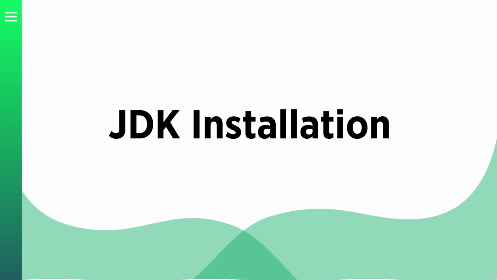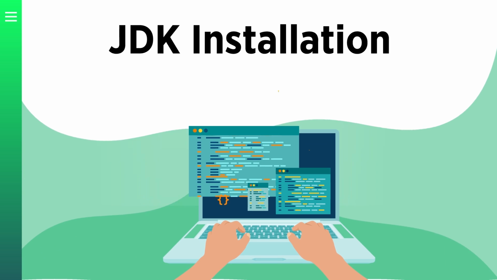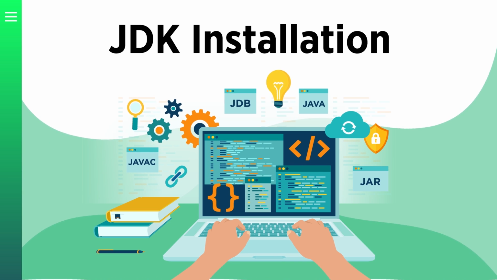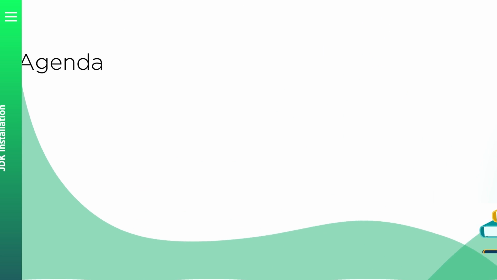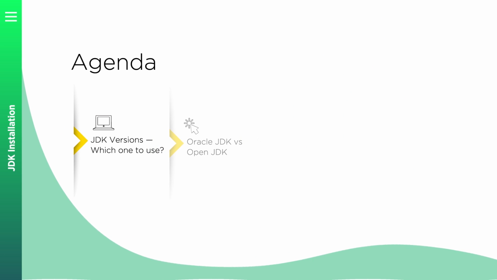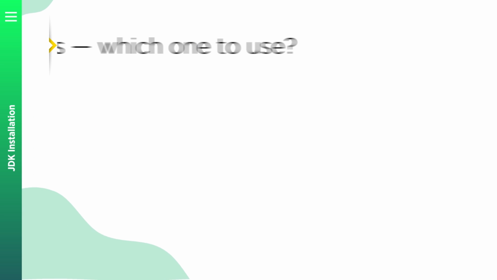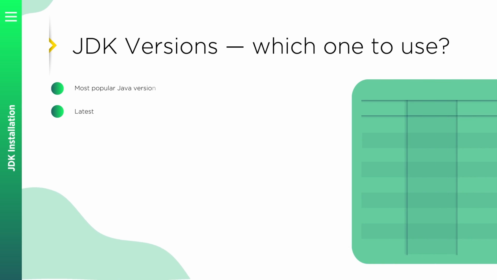Today we have a very important topic. Without this knowledge, you won't be able to proceed with this training course, because to be able to program in Java, you need to have JDK installed on your computer. Agree? We will learn which JDK version to choose and how to make sure that Java is properly installed on your computer. The latest Java version, as of today, is Java 13.